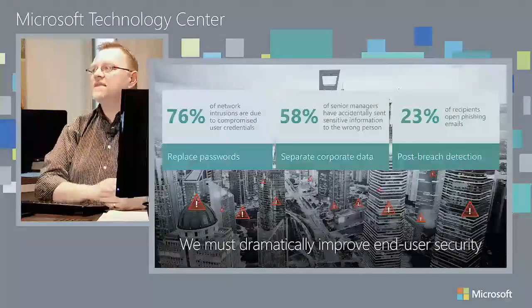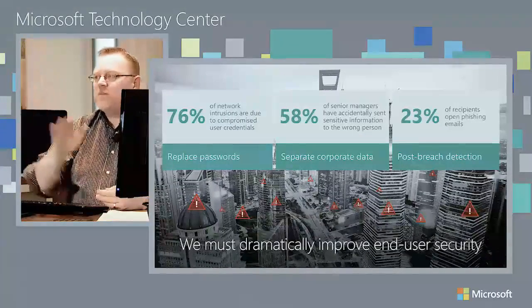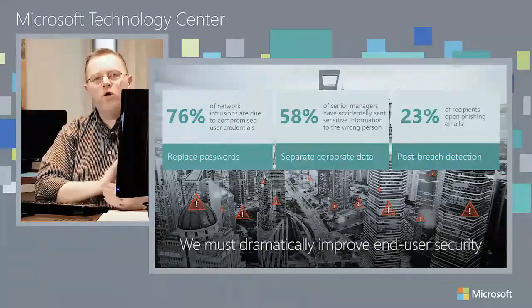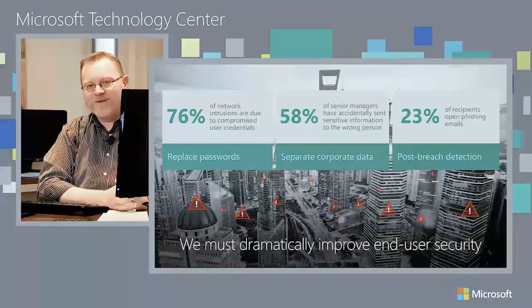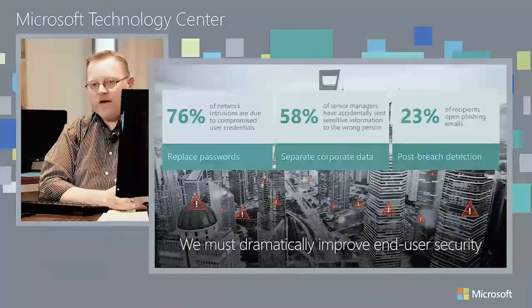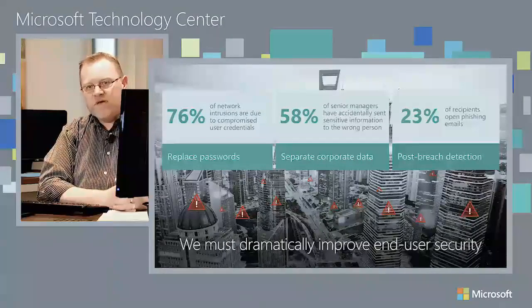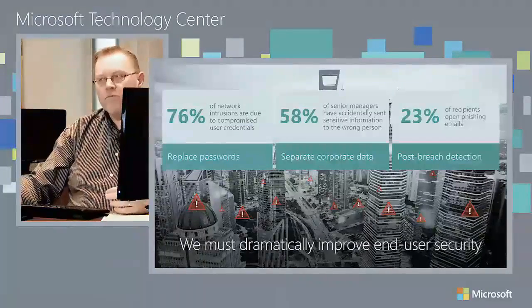And then lastly, we found 23% of mail recipients will open or go through a phishing experience. So how do we protect against that? How do we detect the breach once it's occurred, when it's occurring with the individual? You can only be so proactive moving forward.